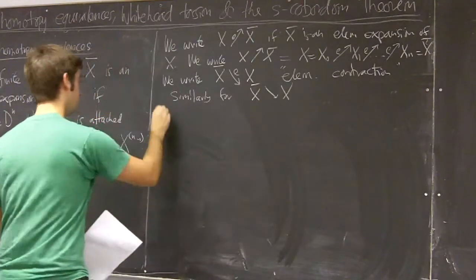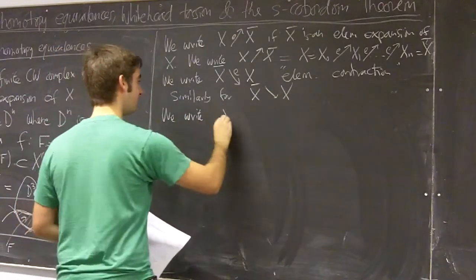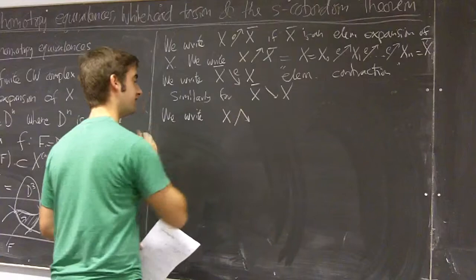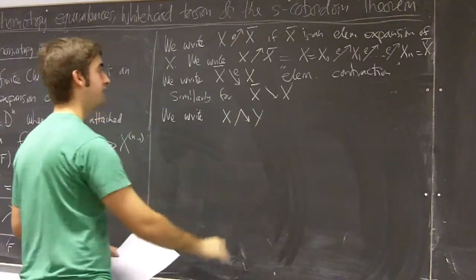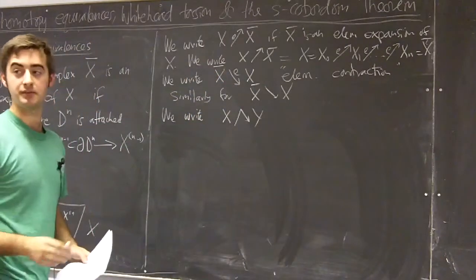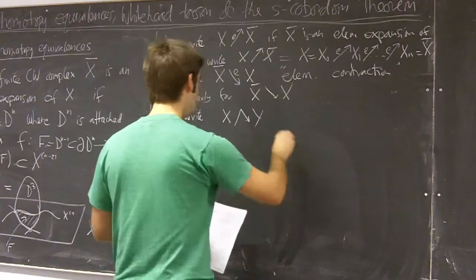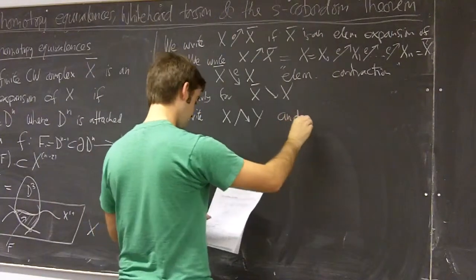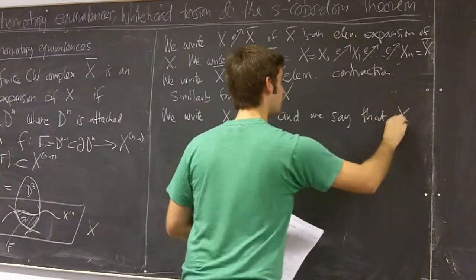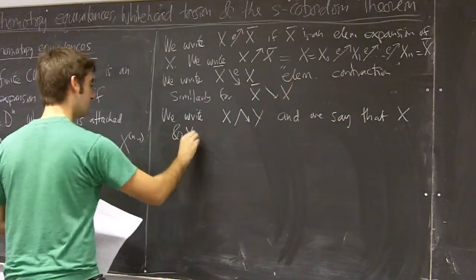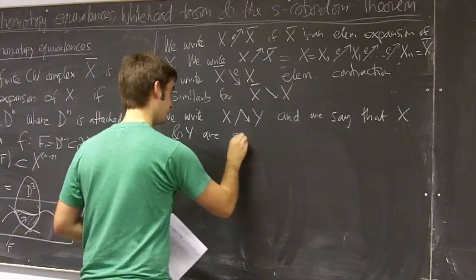And then finally we write X, and then we have this upward then downwards arrow, if we can get from X to Y via a mixture of the above, some elementary expansions, some contractions. And in this case we say that X and Y are simple homotopy equivalent.